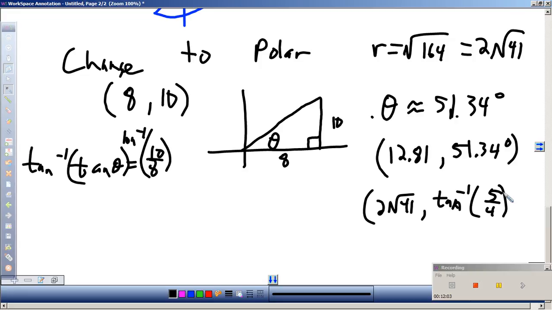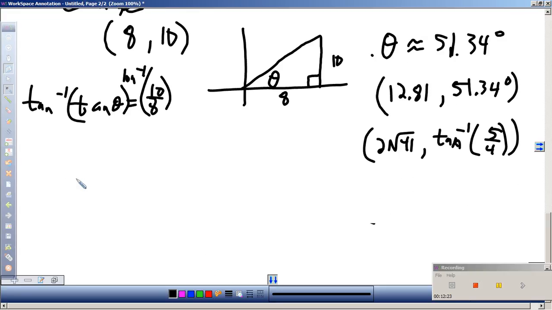You can use degrees or radians; it depends on what it asks. I like radians, but degrees and radians are equivalent. But the angle is always a decimal approximation, unless you happen to be on one of the nice points. So this one is going to be a nice one, I believe. 1 comma negative square root 3. Change it to polar.